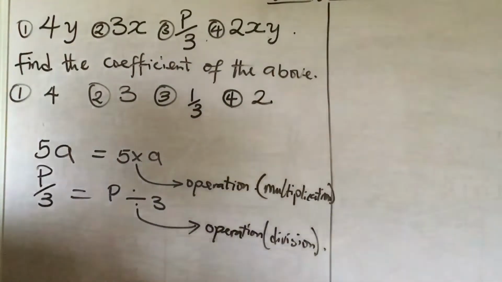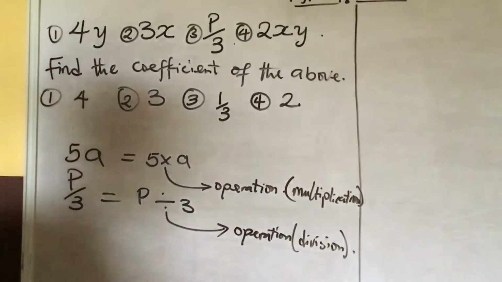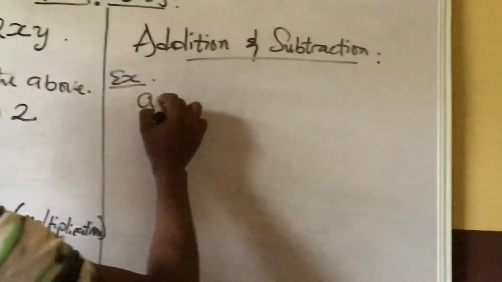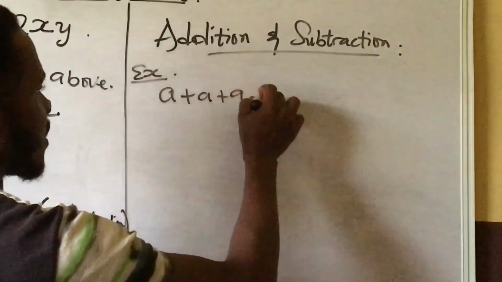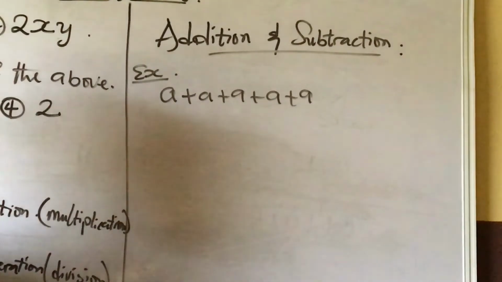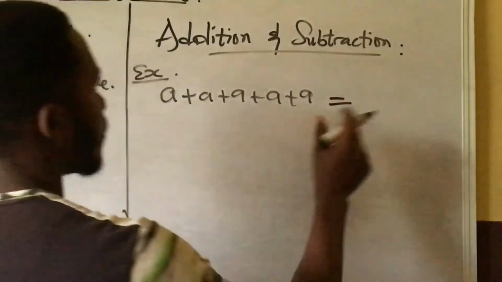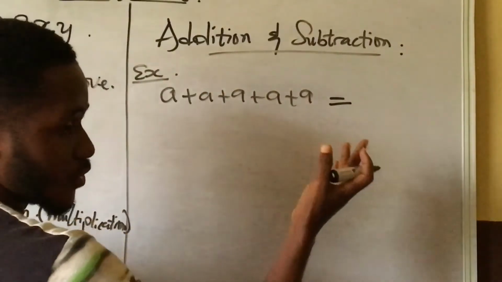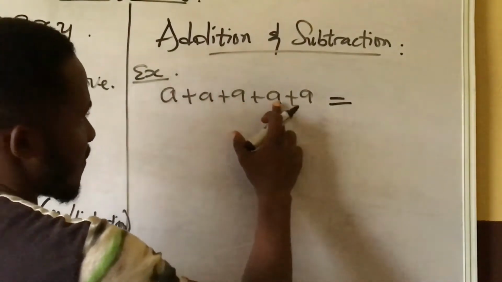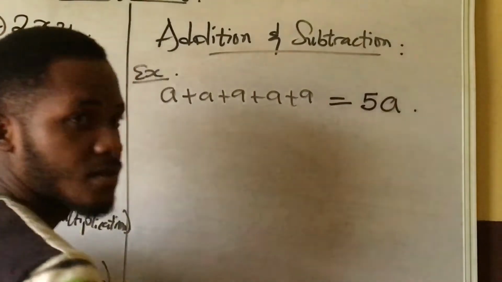Okay. Then that will lead us to addition and subtraction of algebraic terms. Let's take, for example, we have a plus a plus a plus a plus a. Now, see this, what is it going to give us? Now, this is basically addition, alright? So a plus a, that's 2 a's, 3 a's, 4 a's, 5 a's. So the answer is 5 a's.